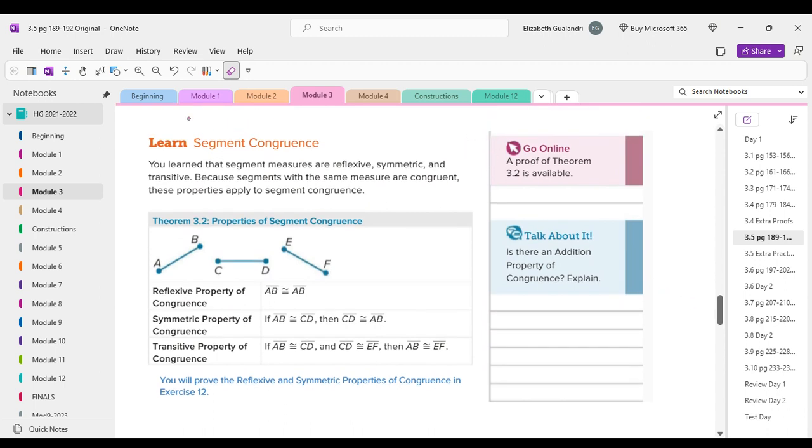We also have some segment congruence that comes into this. If we just quickly look through this, you learn that segment measures are reflexive, symmetric, and transitive because segments with the same measure are congruent. These properties apply to segment congruence as well. So we're bringing up these ideas again of reflexive, symmetric, and transitive properties, and they apply to congruence and measurements. So they're equality and congruence properties as you go through them.